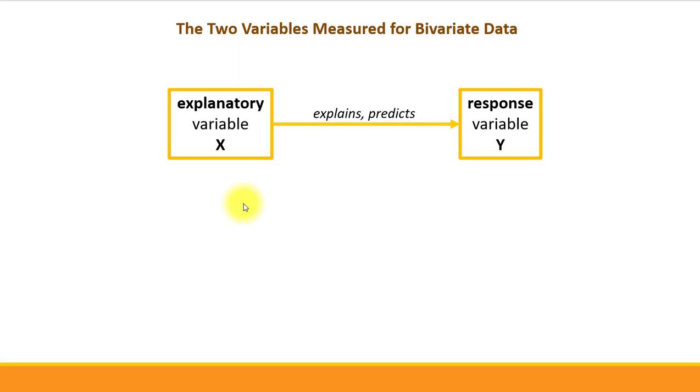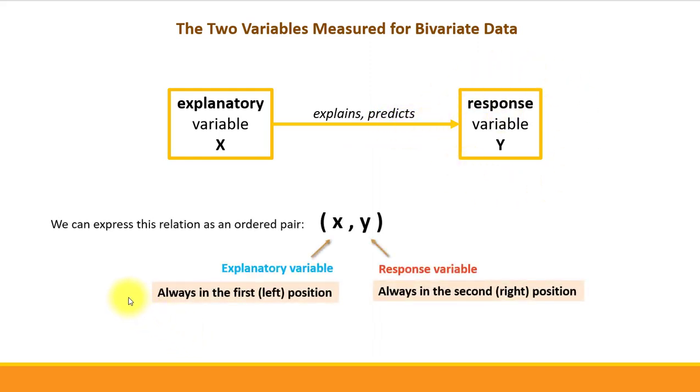The two variables measured by bivariate data have names. They're called explanatory variable, which is commonly denoted by variable x, and response variable, which is denoted by variable y. The reason why these variables have such names is because as we analyze their relation, we might conclude that one variable explains or predicts the other variable. And we can express this relation mathematically using an ordered pair, something that you learned in algebra. The value of the explanatory variable we would put in the first place or in the left position, and the value of the response variable we're going to put in the second or right position.